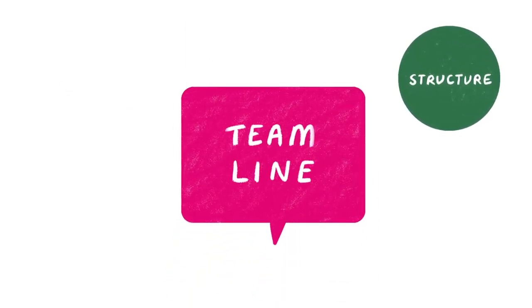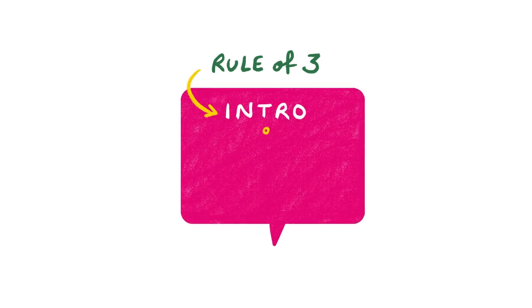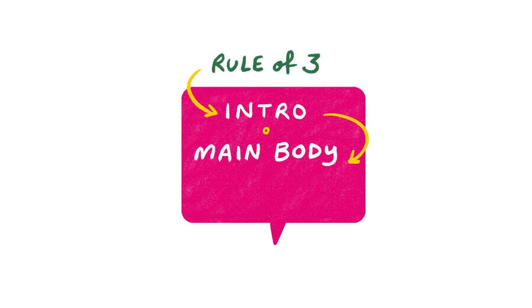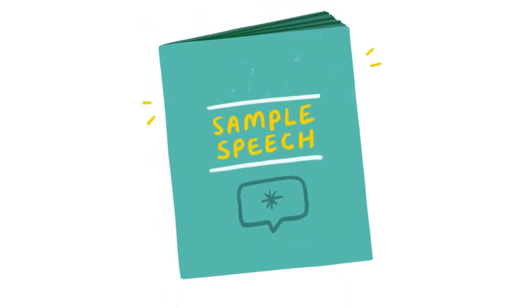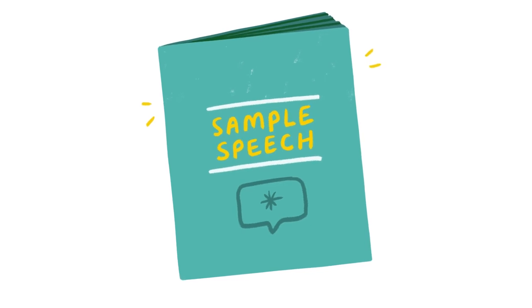If you have a team line, a basic statement clarifying your position on the motion, use it sparingly to emphasise your points. A handy rule for structuring your speech is the rule of 3. Say what you are going to say, your introduction. Say it, this is your main body or your proof, and then remind us of what you have said. This is your conclusion or sum up. See the sample speech resource on our website to view an example of how to format and structure a debate speech.